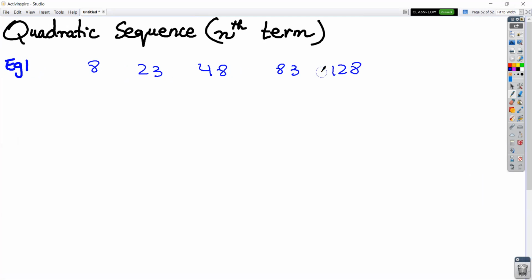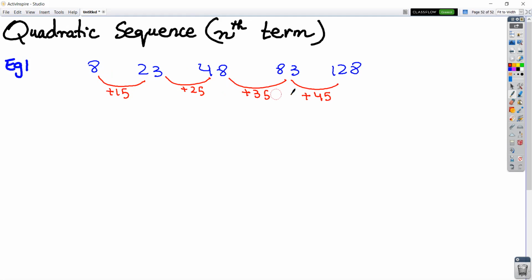The first thing we're going to do is find the difference of the sequence. We can clearly see that this is an increasing sequence. To find out how much it is going up by, the first difference is plus 15. The difference between the second and third term is plus 25. From the third term to the fourth term is plus 35, and from the fourth to the fifth would be plus 45.